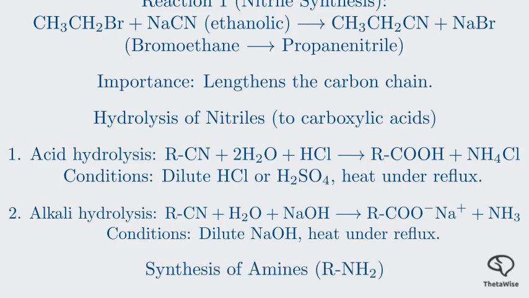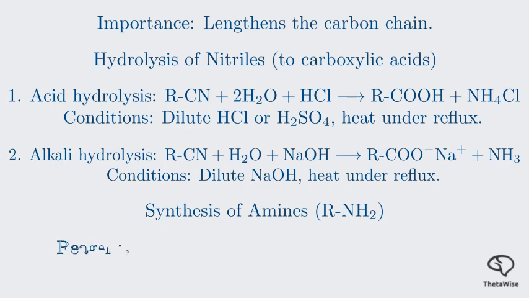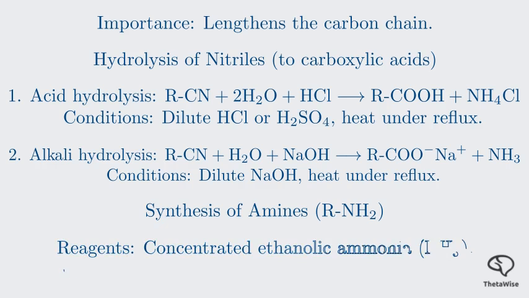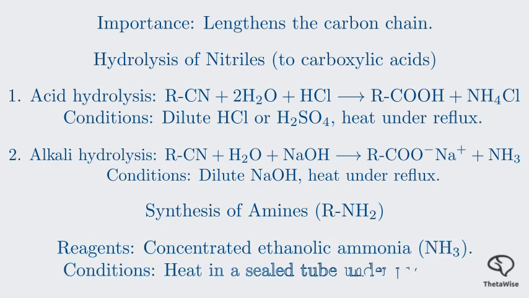Next, let's look at the synthesis of amines. Amines are derivatives of ammonia, where one or more hydrogens are replaced by an alkyl group. You can prepare them by reacting a haloalkane with ammonia. For this reaction, you need a sealed tube under pressure and heat. Why? Ammonia gas is less dense than air, so it would just rise up a condenser if done at atmospheric pressure, preventing it from reacting. The sealed tube ensures the reactants are kept together.